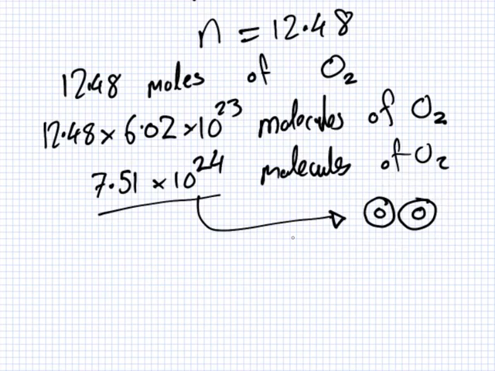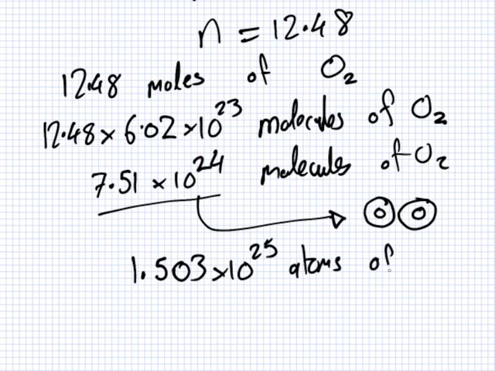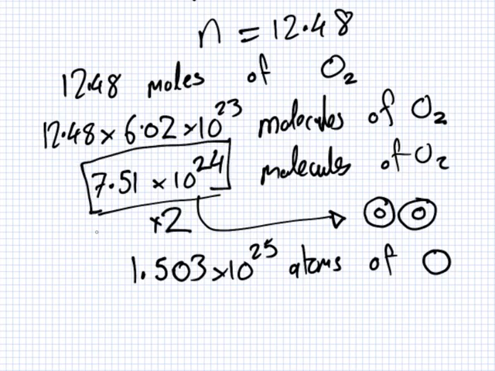So that means 1.503 times 10 to the power of 25 atoms of oxygen. Is that okay? From here to here, I multiply by 2, because this is how many pairs.